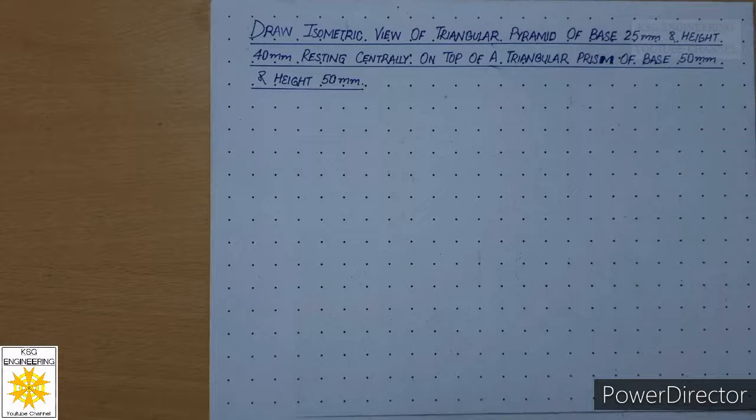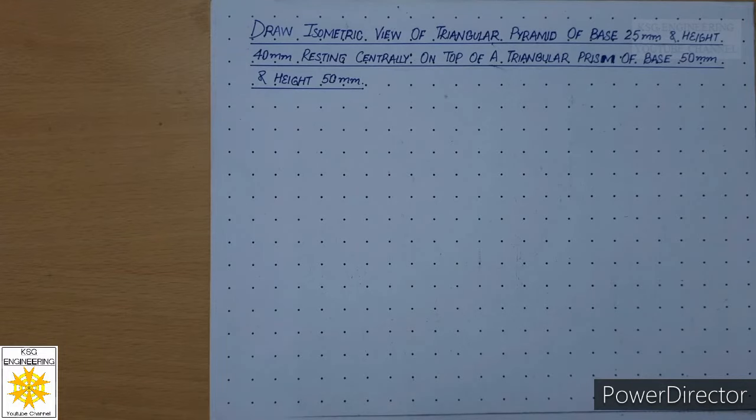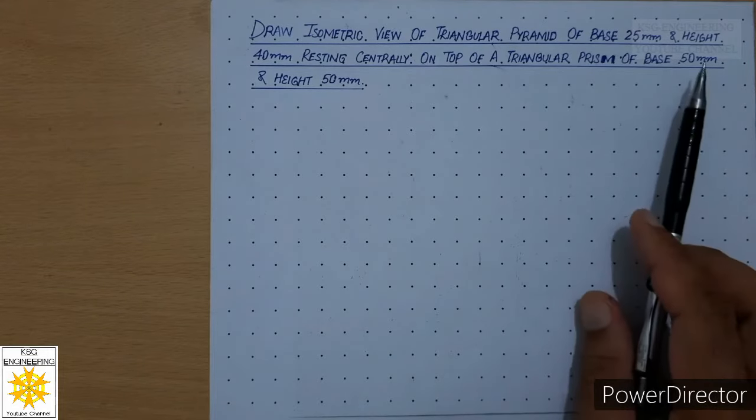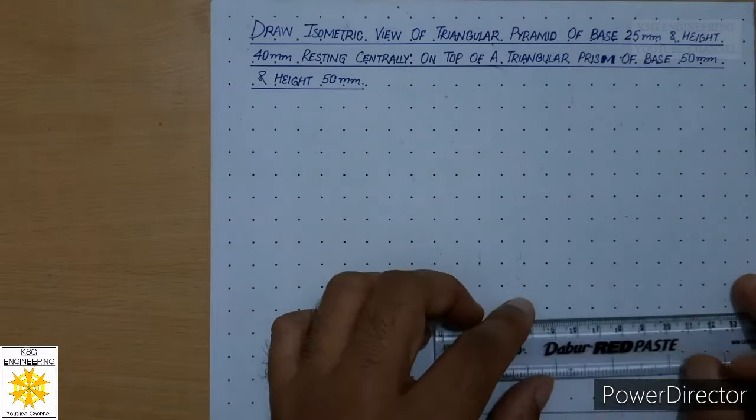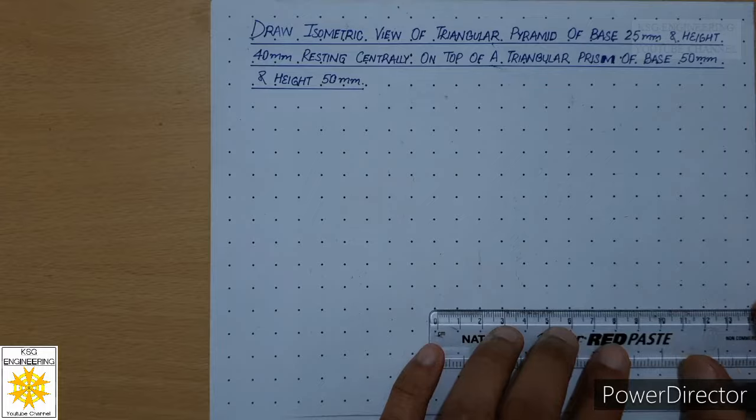So in order to solve this problem, first of all, we have to draw isometric view of the solid which is lying at the bottom. It means we have to draw isometric view of triangular prism first. In order to draw isometric view of triangular prism, we have to first construct a triangle on the grid sheet whose size will be equal to the size of the base of the prism, which is 50 mm given in this question. So let us first construct a triangle of 50 mm.